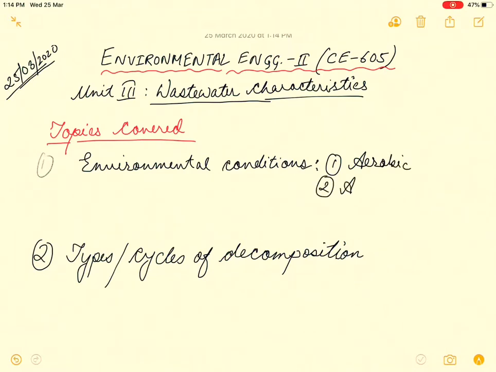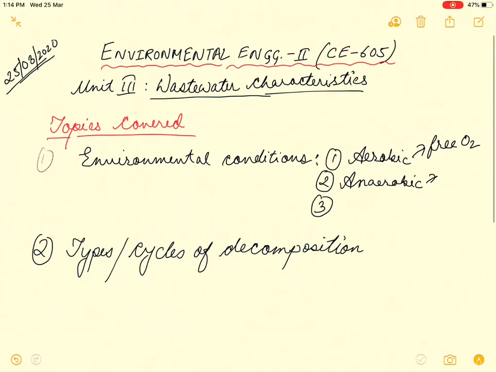What is an aerobic environmental condition? It's the condition where there is availability of free oxygen. So in aerobic you have free oxygen. And in anaerobic you have total absence of free oxygen plus bound oxygen. What is bound oxygen? Bound oxygen is in the form of nitrates and sulfates. I think it's already covered.